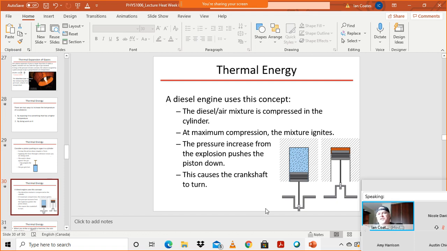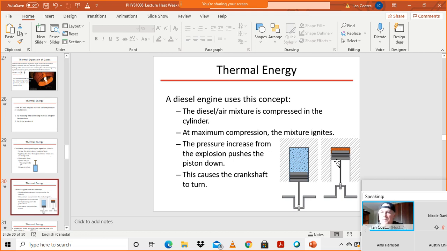A diesel engine uses this concept. Okay? There's a diesel air mixture, which is compressed into the cylinder. You'll see right here, this is diesel and oxygen. All right, you compress it, the mixture ignites, boom. And it's this boom that pushes the piston back, and there's your work.